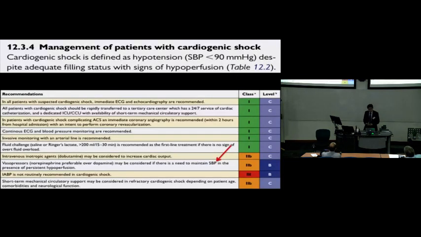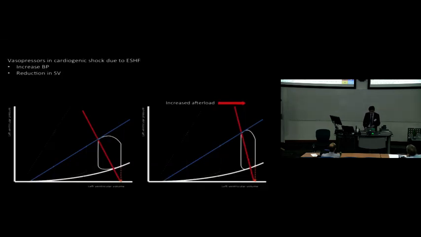And then we come to vasopressors. Now, vasopressors, to me, are alarm bells. So vasopressors are not a good thing to use in end-stage heart failure. And we talked about the ventricular arterial coupling and the afterload mismatch, for example, in end-stage heart failure.